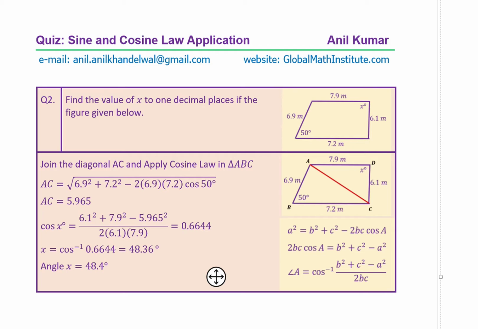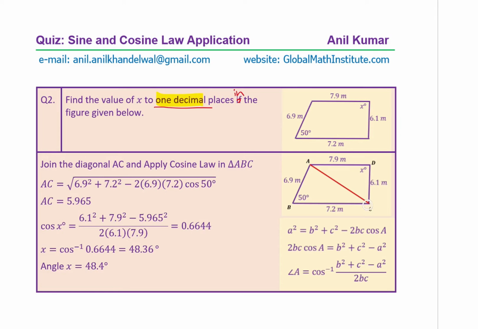Find the value of x to one decimal place in the given figure, right? So we changed the question here. We made it one decimal place instead of three. That's a small change which I made. Normally we put angles to one decimal place. Okay, that's fine. So in this particular diagram, to solve, we'll divide this into two triangles as shown here.